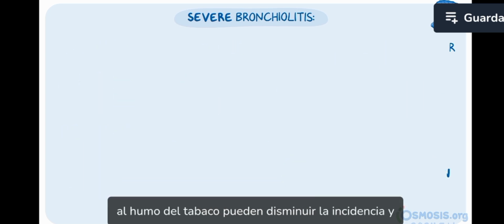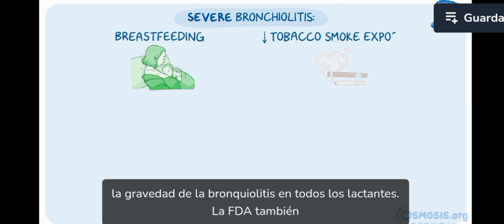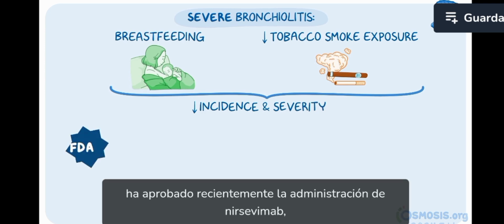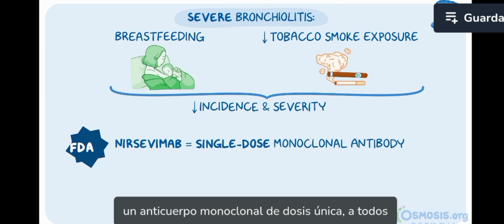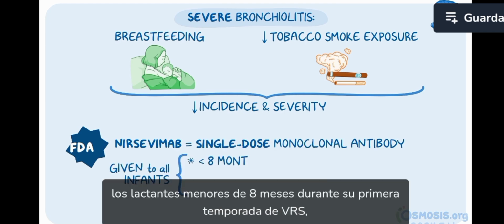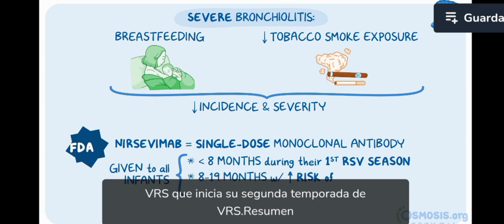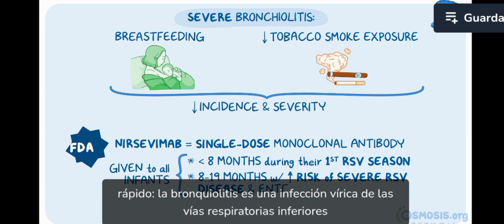In addition to palivizumab prophylaxis, breastfeeding and decreasing tobacco smoke exposure can decrease the incidence and severity of bronchiolitis in all infants. The FDA has also recently approved nirsevimab, a single-dose monoclonal antibody to be given to all infants under 8 months of age during their first RSV season, along with those 8 to 19 months of age with increased risk of severe RSV disease who are entering their second RSV season.